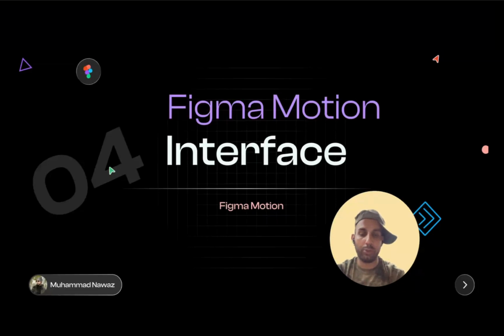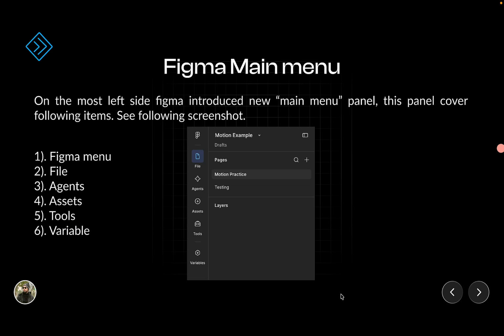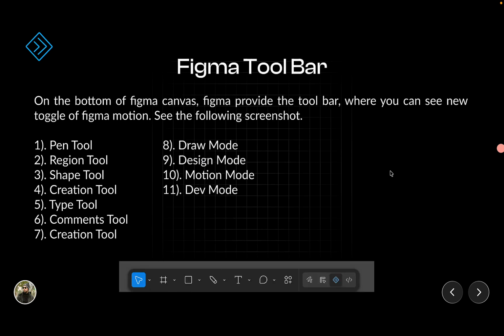In this video, we will explore the Figma interface and we will design a basic rectangle motion. We have studied the game changer, and next we have the Figma main menu. On the most left side, Figma introduced a new main menu panel. This panel covers the following items. Here you can see file, agents, assets, tools, and variables. We have the Figma toolbar. On the bottom of the Figma canvas, Figma provides the toolbar where you can see a new toggle of Figma motion. Here you can see Figma motion mode.